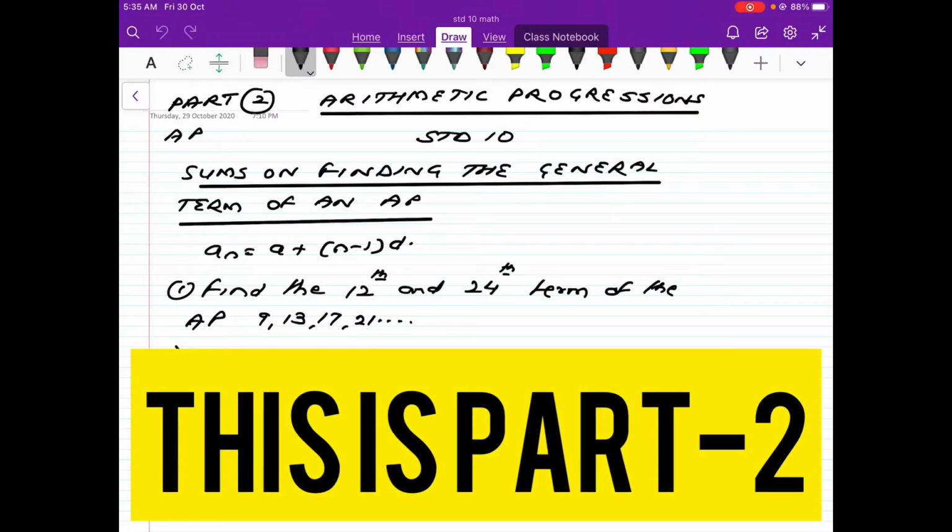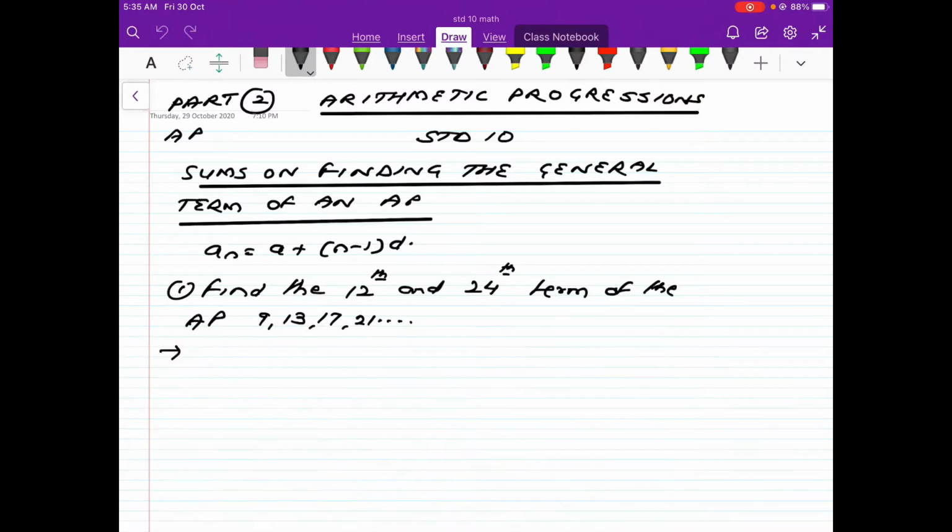This is part 2 of the chapter Arithmetic Progression of Standard 10. After forming the different APs based on the given data, we will go to the next formula, which is used for finding the general term of an AP, also called the an. The formula for this is an = a + (n − 1) d.